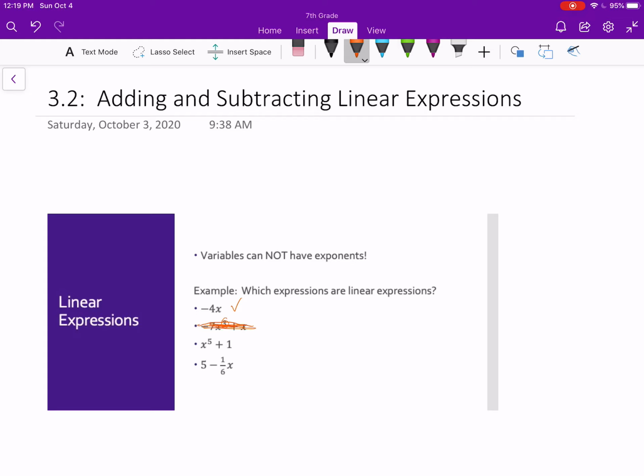x to the 5th plus 1. I see that exponent, so that doesn't work. And 5 minus 1/6 x. That one looks good because it doesn't have an exponent. So just always look for those exponents to see if it's linear or nonlinear.